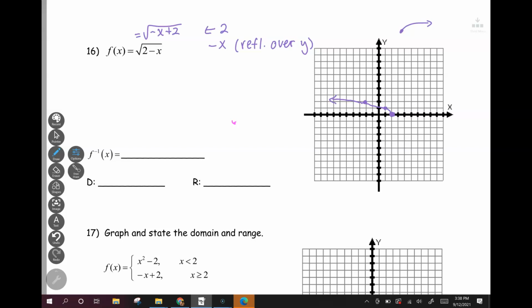All right, now let's get the inverse. So we're gonna do x equals the square root of 2 minus y and solve for y. So I'm gonna square both sides to get rid of the square root. I'm gonna subtract that 2 over. And now divide by negative 1, which changes all my signs. Negative x squared plus 2.